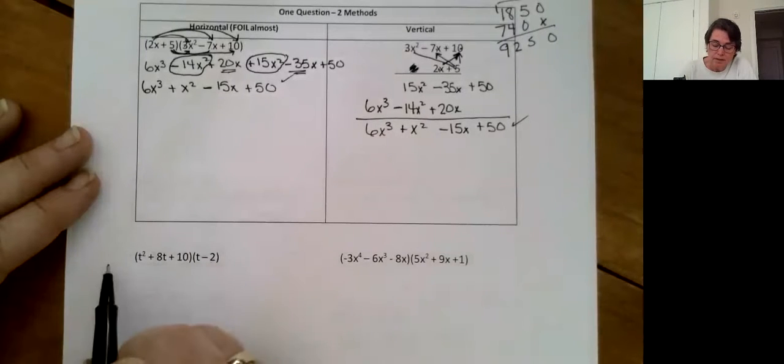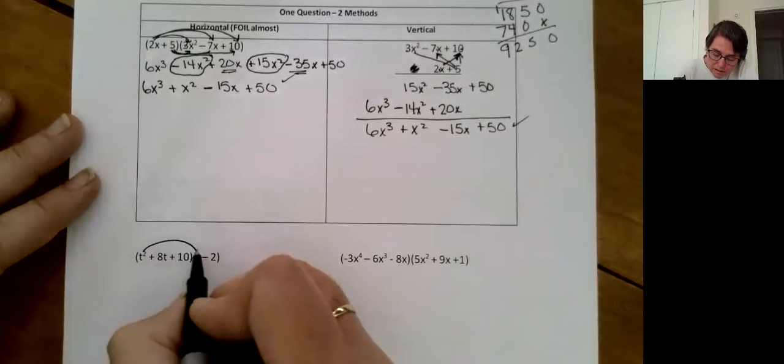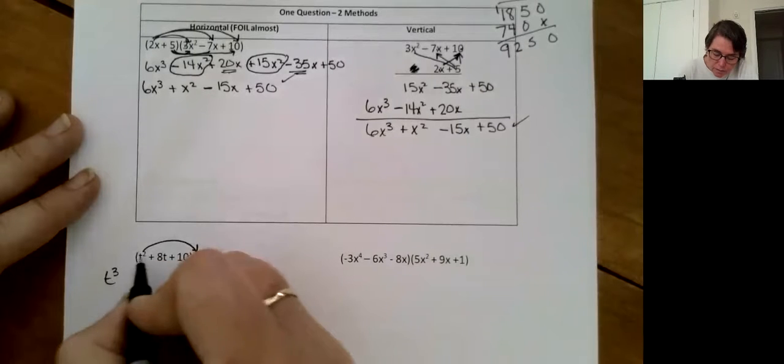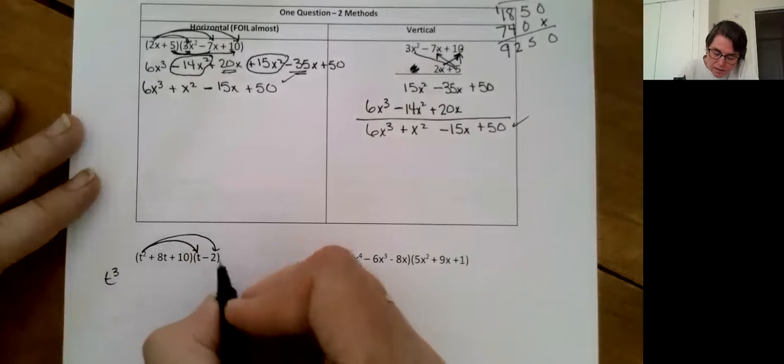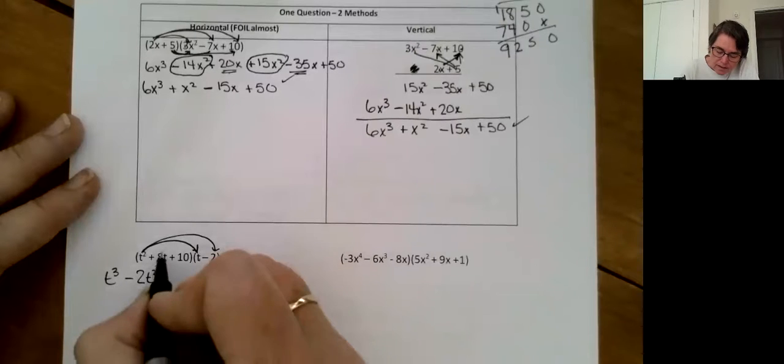If I wanted to, I could put the t minus 2 at the front. It doesn't really matter. I don't feel like rewriting it, so we'll just do it the way it is. So t squared times t is t cubed. T squared times minus 2 is minus 2t squared. Now we do the 8.